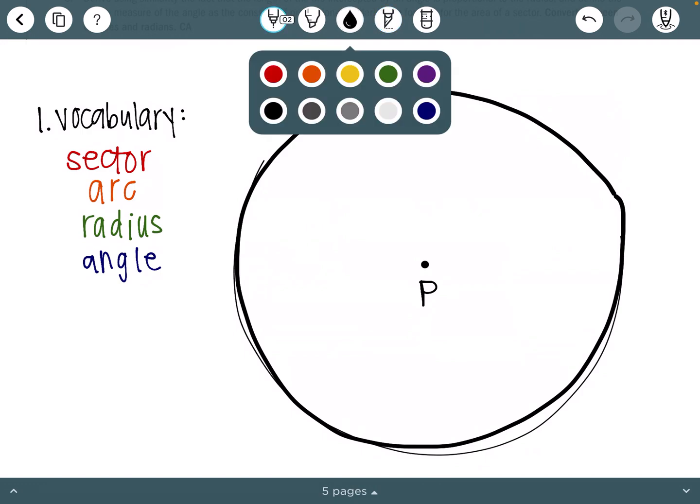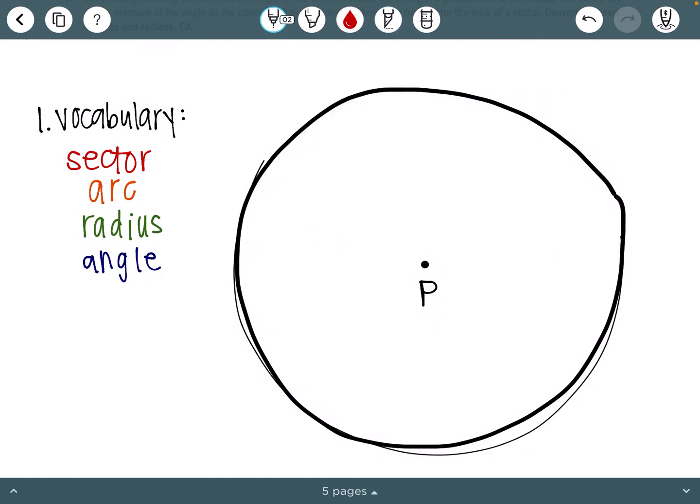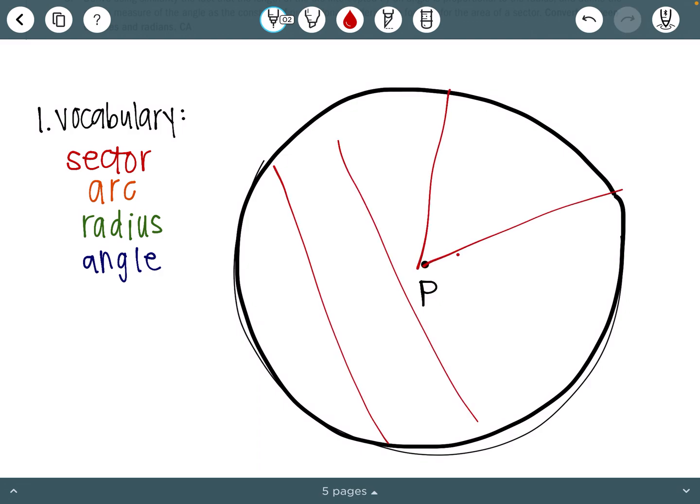So first we're going to talk about the sector. It's going to be any way you want to divide up this circle, the inside is going to be the sector. So any piece of pie here that you decide you want is going to be the sector. It could be out here or it could be in here. And right now we're going to talk about in here.